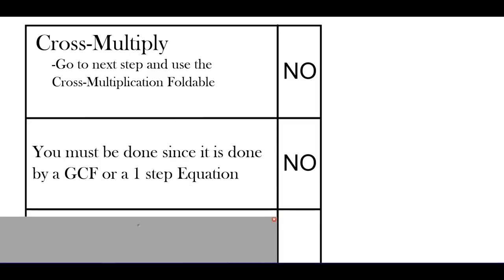On the back side, you have the no's. So let's finish those off here. So again, this is kind of a question and answer. If it's yes, do it. If it's no, follow the directions on the no part. Go to the next step and use the cross multiplication. If it's no here, you must be done, since it's done by greatest common factor, or it's a one-step equation. So this one is kind of simple in the sense of what you're doing, but it walks you through the problems that you're going to work with in this section and the following section.